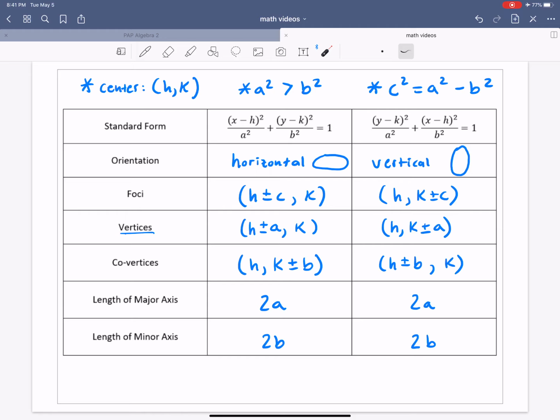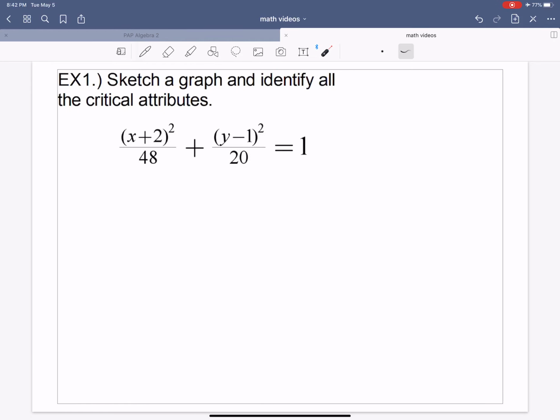So let's actually practice these in the context of some examples. Here we go. Example number 1. It says sketch a graph and identify all the critical attributes. So here we go. We're jumping right in. It's going to be awesome.